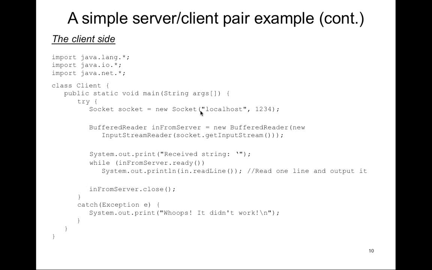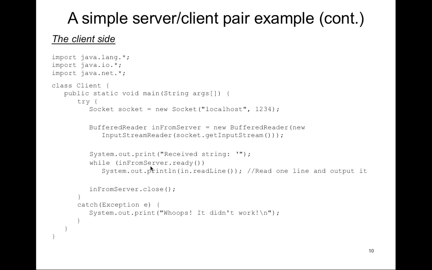Okay, so create the socket. And then we have the buffer reader. In from the server is equal to new buffer reader. This is going to be a new input stream reader, the socket.getInputStream. No brainer there. Just get the input stream. And then print a message out to the screen that says receiving a string. And then while in from the server is ready, while we're receiving from the server, print that out with readLine. So read one line and output it. We're in a while loop when we're doing that, until this is false.